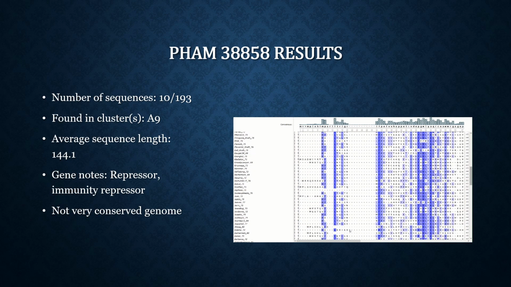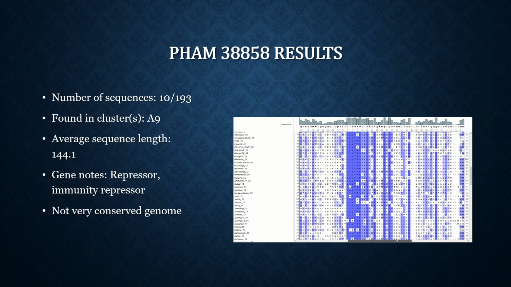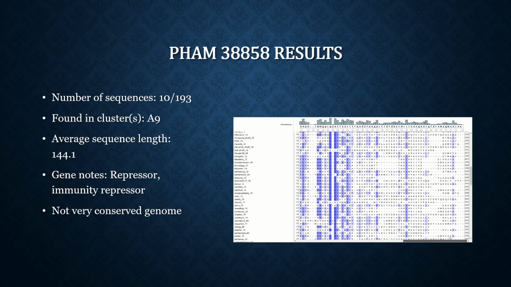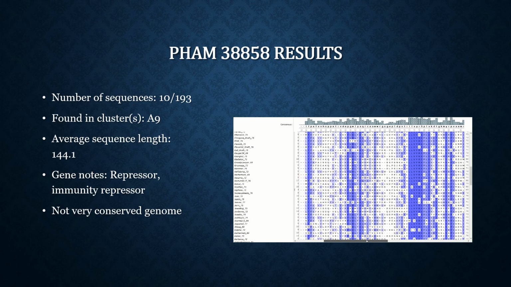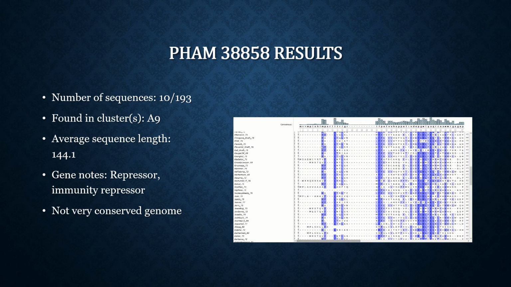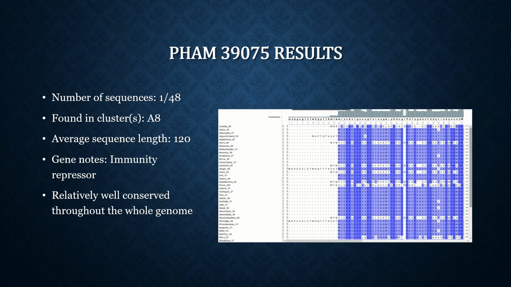FAM 38858, I looked at 10 sequences with a total of 193 in the FAM. They were found in cluster A9 with an average sequence length of 144.1. Gene notes included a repressor and immunity repressor, and it is not a very conserved genome.